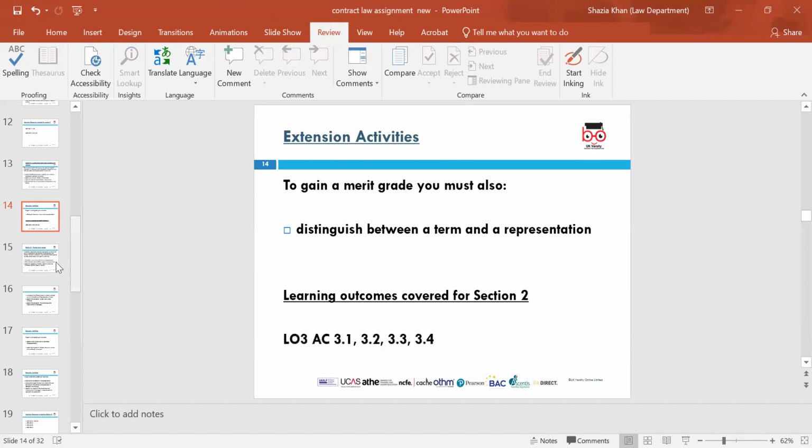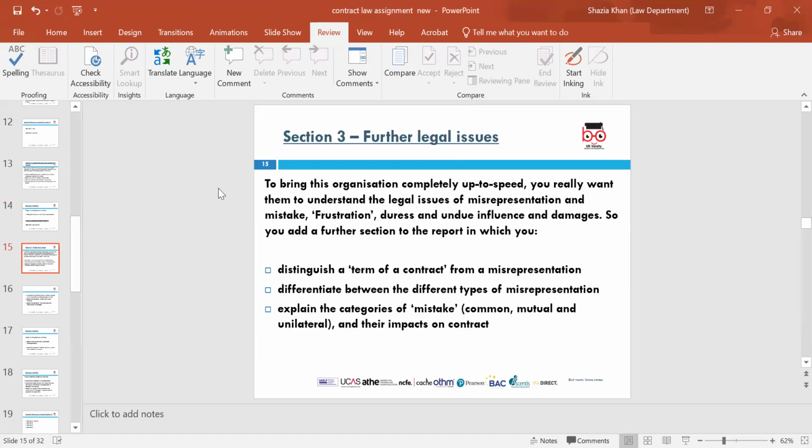Okay, now moving on to section 3, further legal issues. So to bring this organisation completely up to date and up to speed, you really want them to understand the legal issues of misrepresentation and mistake, frustration, duress, and undue influence, and damages. So you need to add a further section to your report. And for this, you need to look at these elements.